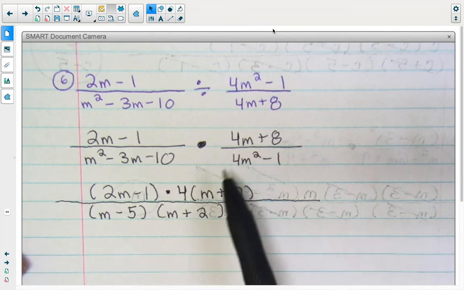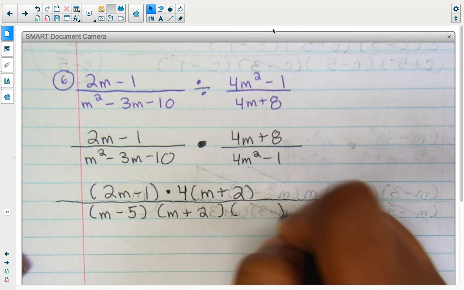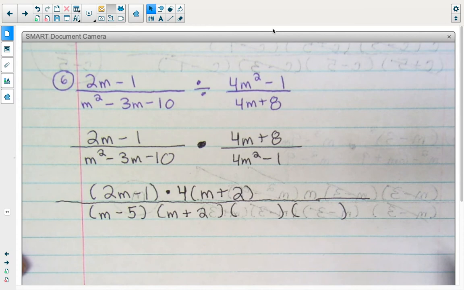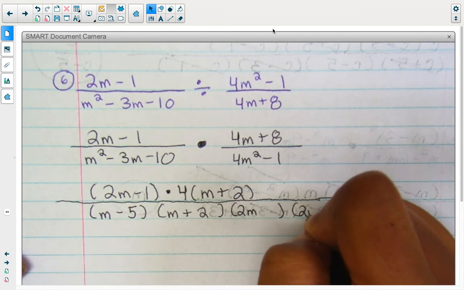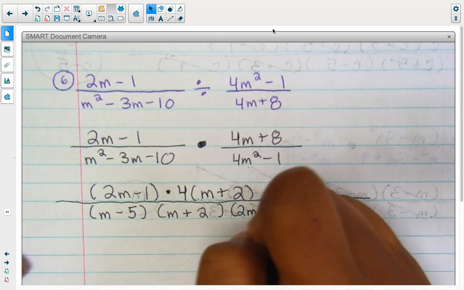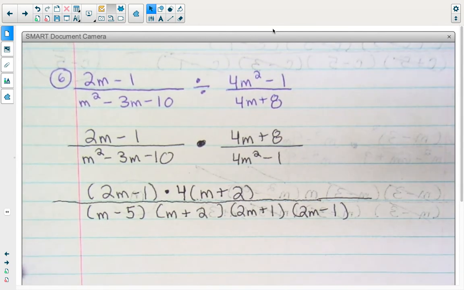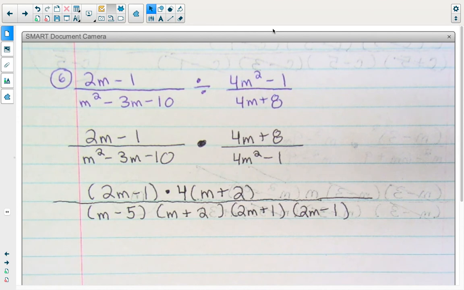And last but not least, we're going to factor 4m squared minus 1. That factors into 2 sets of parentheses. 4 and 1 are perfect square numbers, so this is going to be 2m, 2m, and this is going to be 1 and 1. One's going to be plus and one's going to be minus. So I went through and factored each section. 2m minus 1 cannot be factored, but the other 3 sections could be factored, so we factored them.